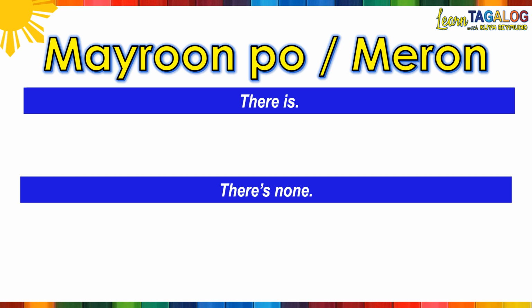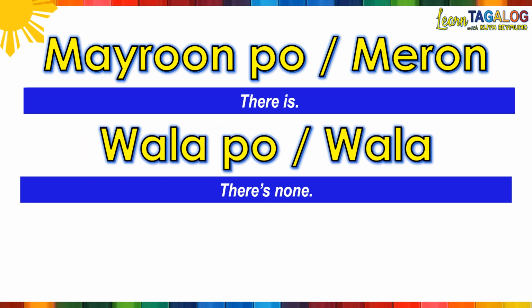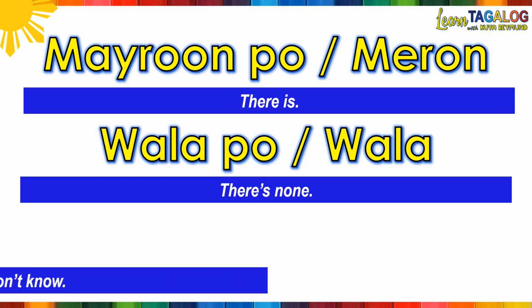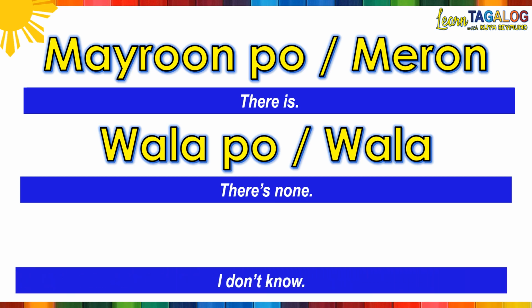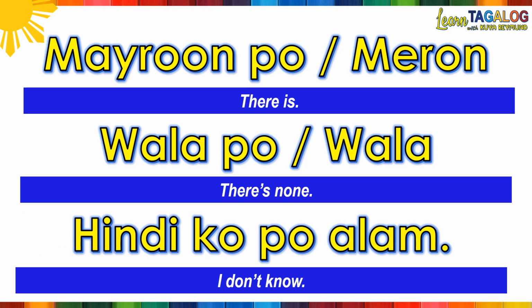How do we say there's none in Tagalog? We say wala po or wala. Wala po. Next we have I don't know. I don't know in Tagalog is hindi ko po alam. Hindi ko po alam.